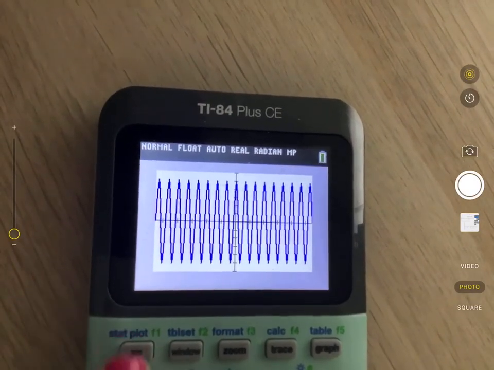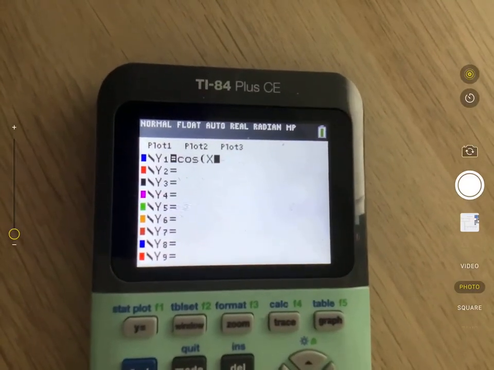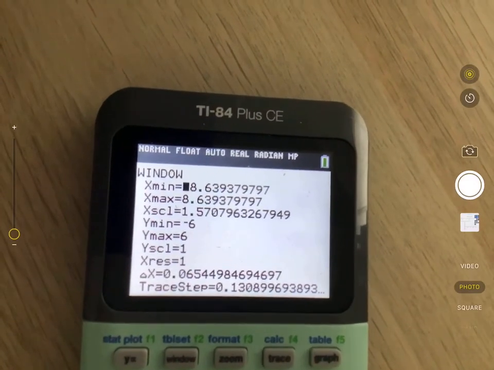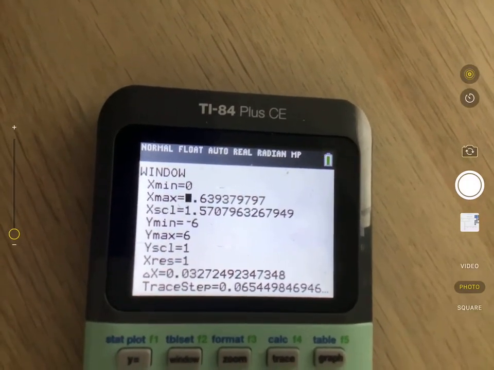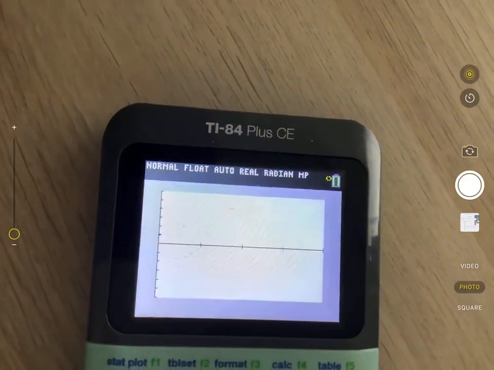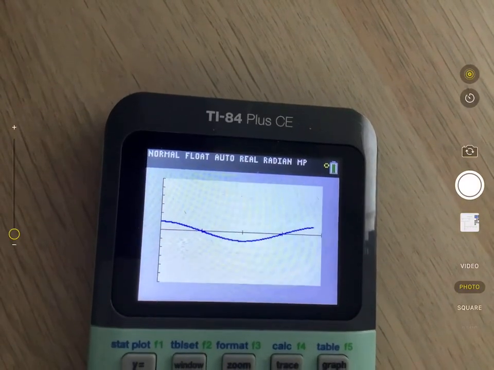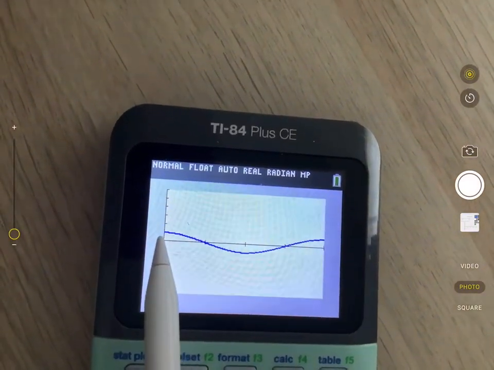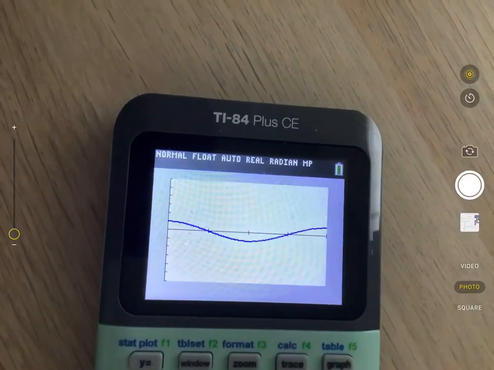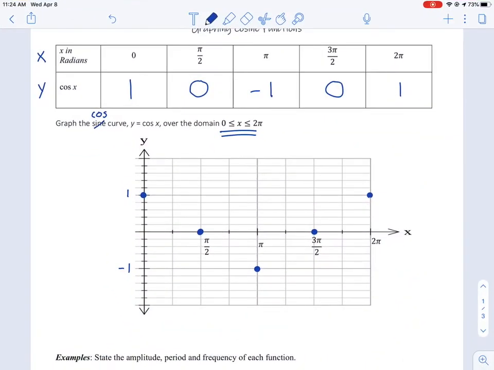So let's do that. If I go to my y equals and type in cosine of x, I'm going to go to my window and change this, because we want to graph from 0 to 2 pi. So if I type in 0 to 2 pi in your calculator and hit graph, you will see exactly what our graph should look like. It starts at the maximum and makes a curve, kind of a cup around. I like to say that cosine functions form a cup.